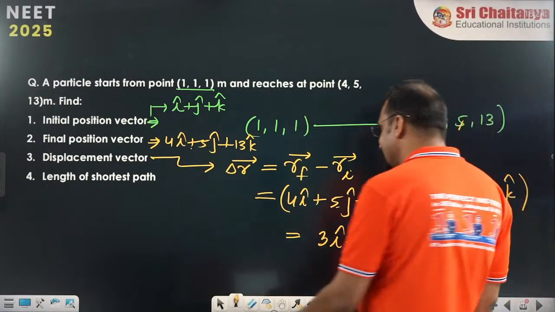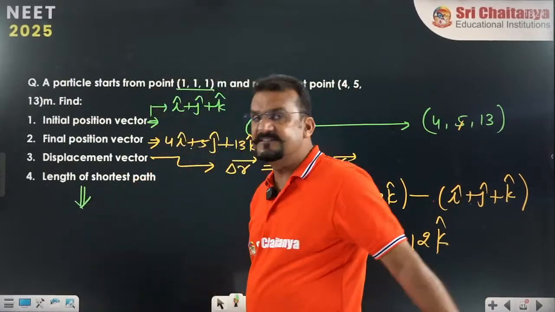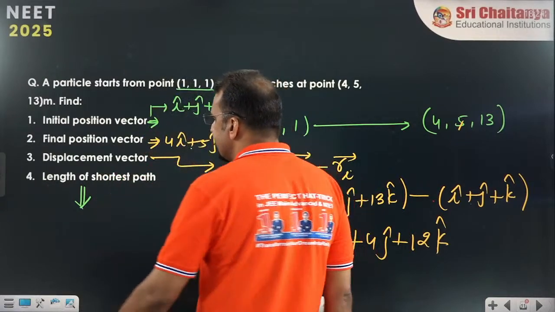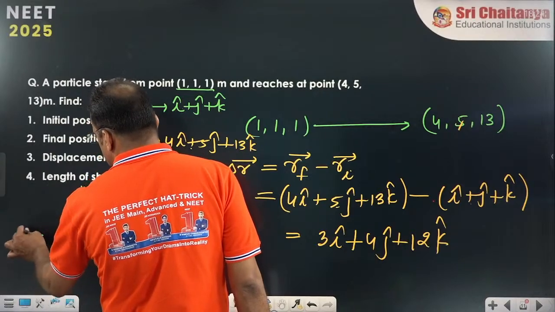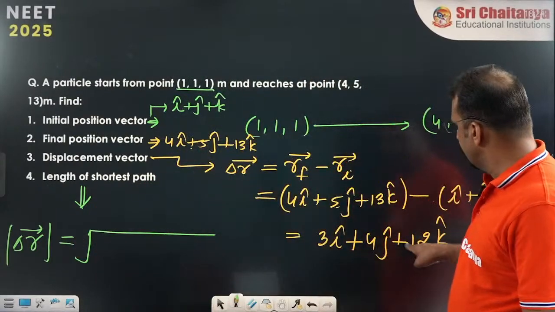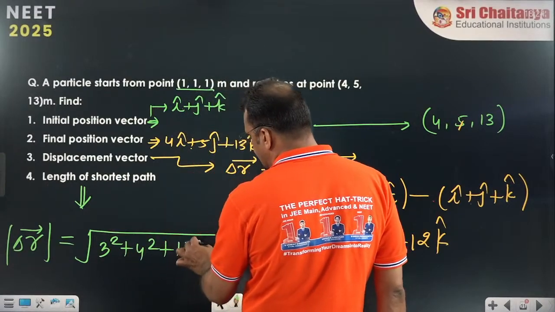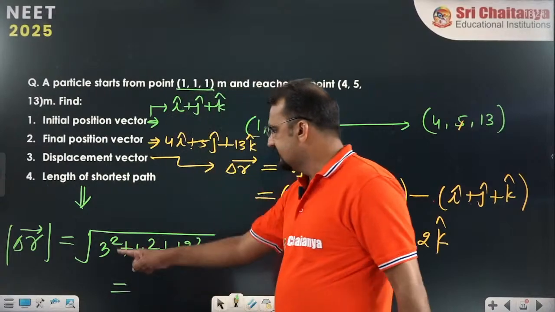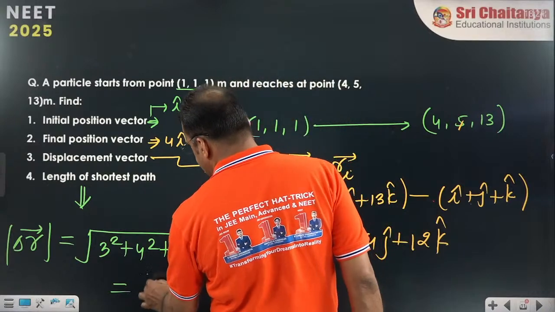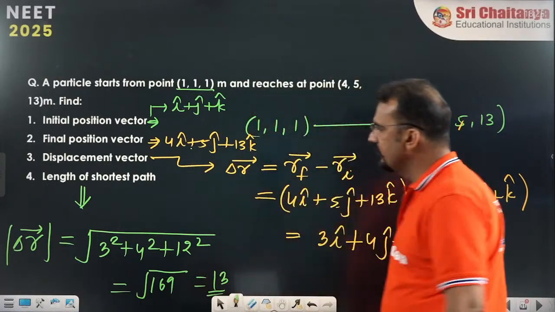And finally, what he is asking, the last part: the length of the shortest path. Means now he is demanding the magnitude of the displacement. How to calculate the magnitude? Magnitude of displacement is under root 3 square plus 4 square plus 12 square. What is the answer? This is 9 plus 16 plus 144. I think under root 169, and root 169 is going to be 13. So 13 meter is going to be the answer.